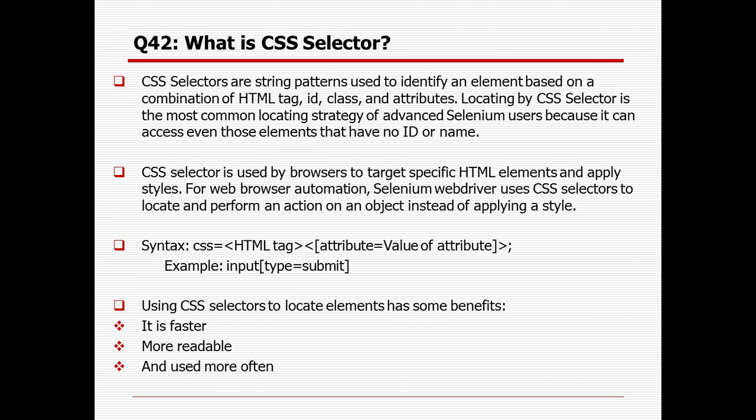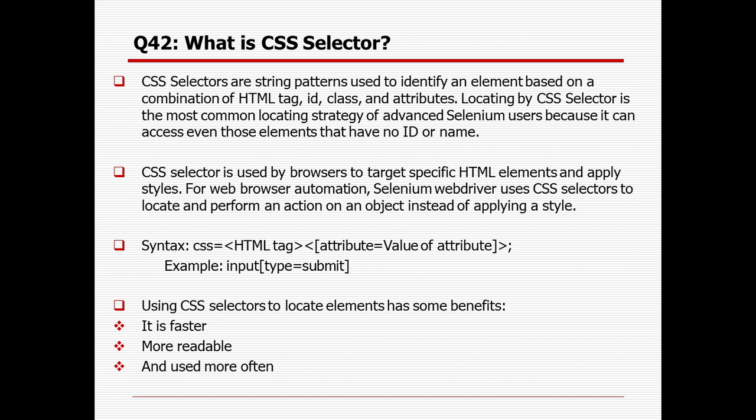What is a CSS selector? I already told you, right? In case ID, name, all these things are not available, you need to either create your own XPath or a CSS selector. CSS selectors are string patterns used to identify an element based on a combination of HTML tag, ID, class, and attribute. Locating by CSS selector is the most common locating strategy of advanced Selenium users because it can access even those elements that have no ID or frame.